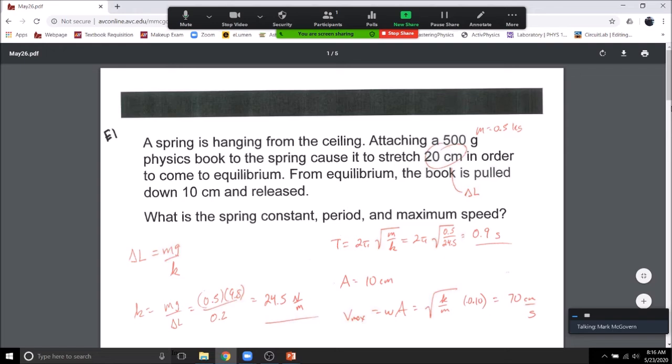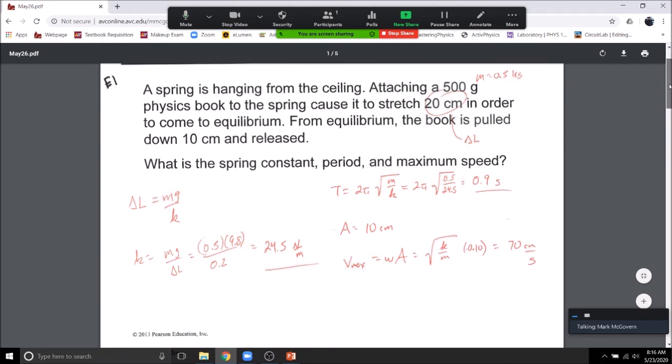Okay, so we got a spring hanging from a ceiling. Attaching a ½ kilogram physics book to the spring caused it to stretch 20 centimeters. So that's our delta L in order to come to equilibrium. From equilibrium, the book is then pulled down 10 centimeters and released. We want to know all these different parameters here.